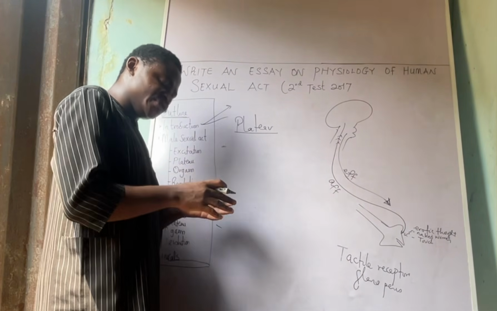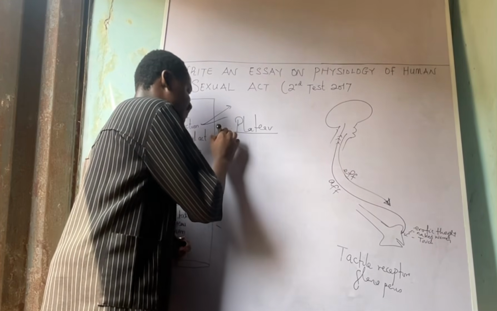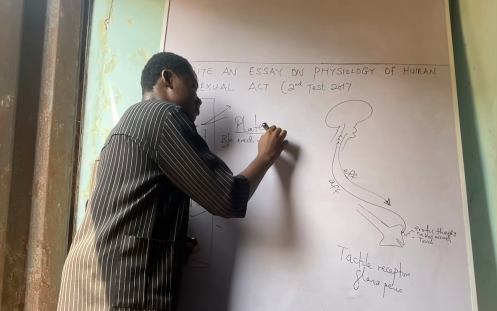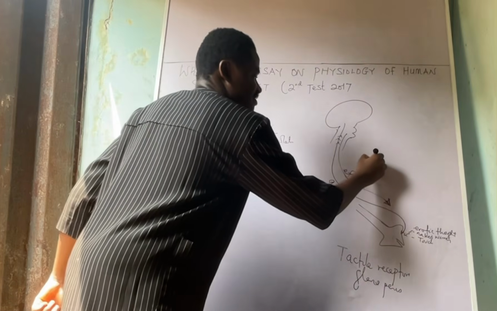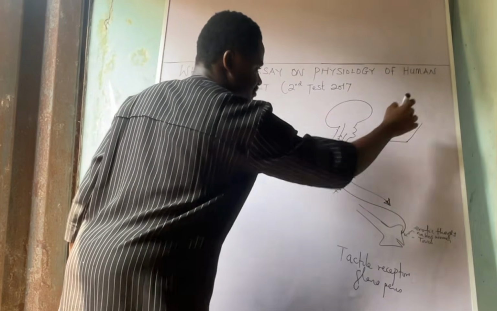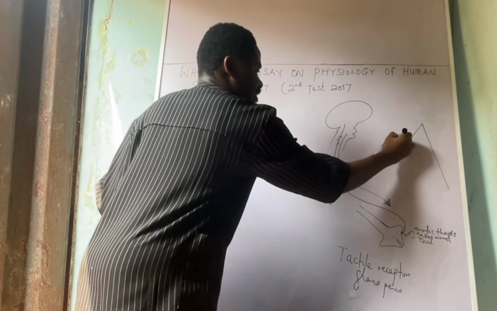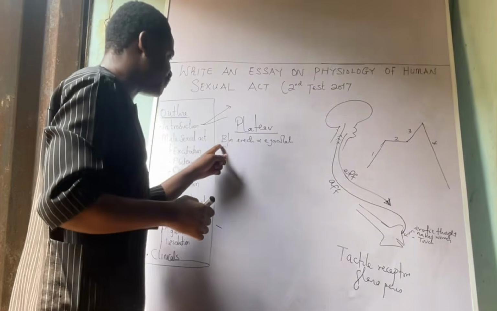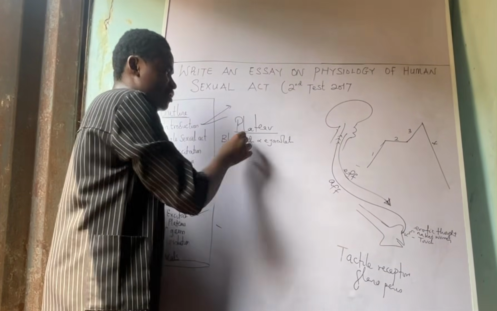It is just after erection, fully erected, but not ejaculation. So the phase between erection and ejaculation is flattened. If I am to plot a graph, there is excitation, then plateau, and then orgasm, and then everything comes back again, resolution. So excitation, then plateau, then orgasm, then resolution. That point between erection and orgasm or ejaculation is what we call the plateau.